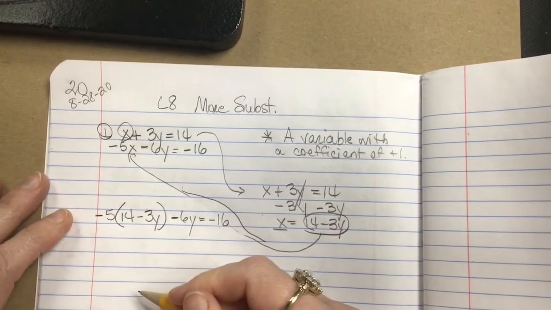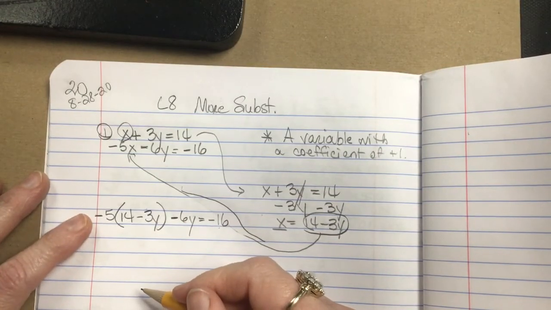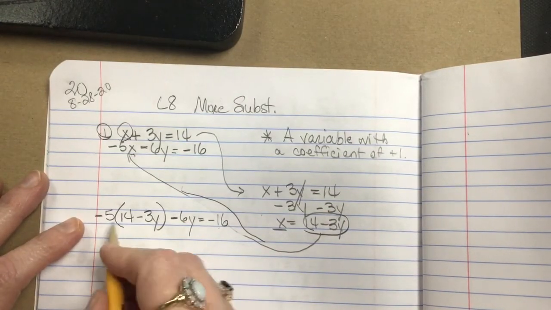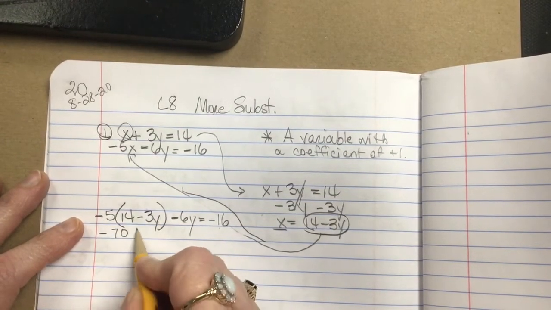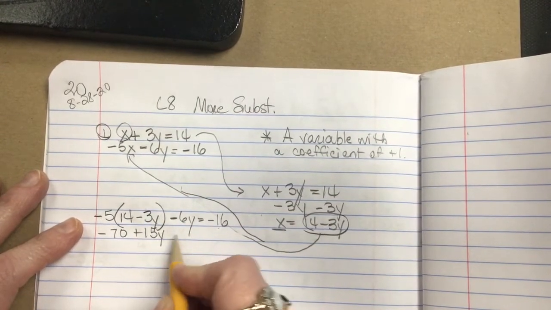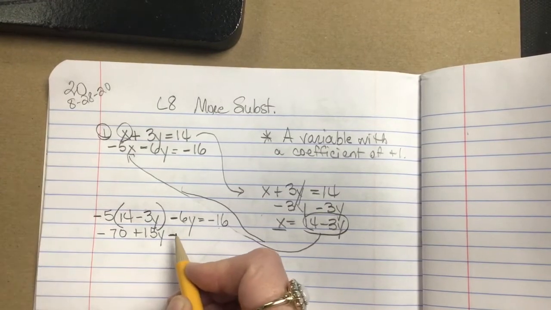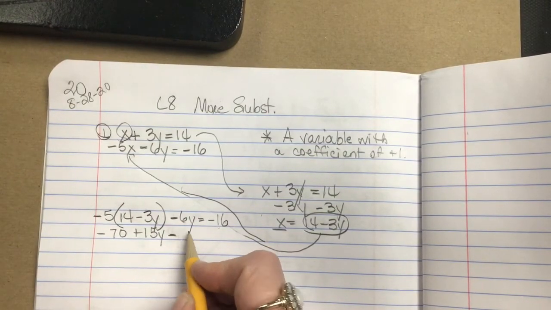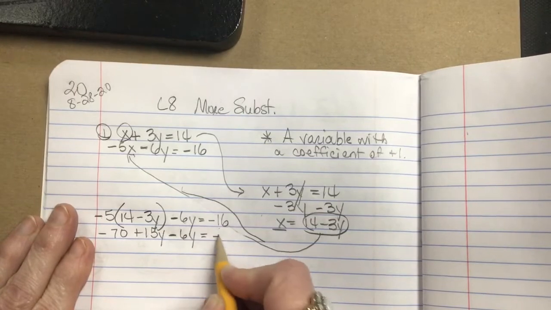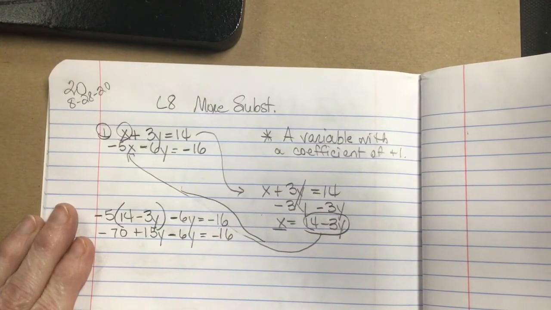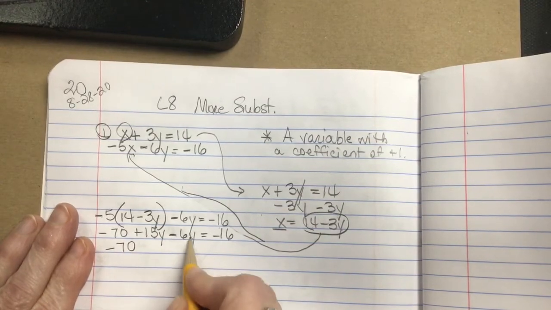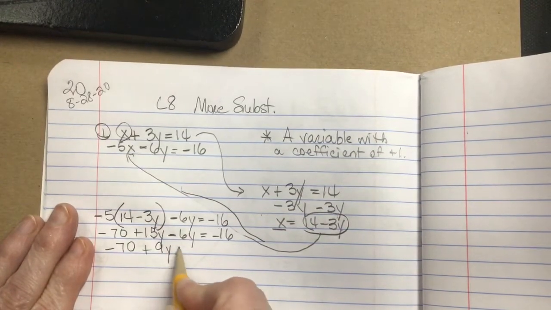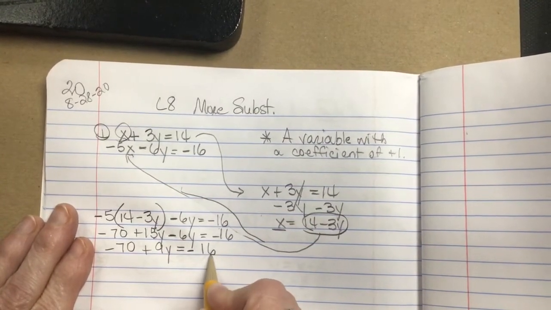We're looking for the point where these two lines intersect, if they intersect. This is negative 70. I'm going to do the work for you just for time's sake. And then that's going to be positive 15y minus 6y. I think I better put my glasses on. Minus 6y equals negative 16. Now, I'm going to clean my y's up first. So I've got negative 70 plus 9y equals negative 16.